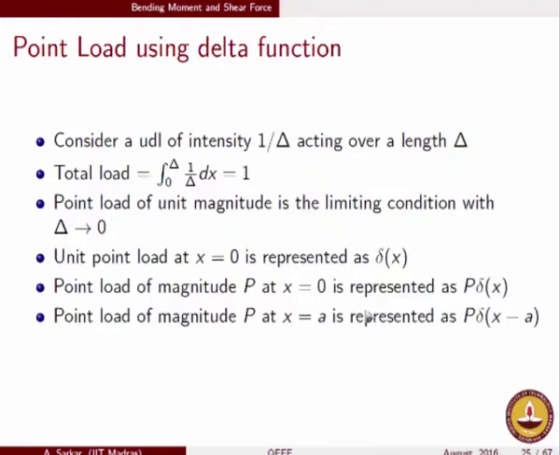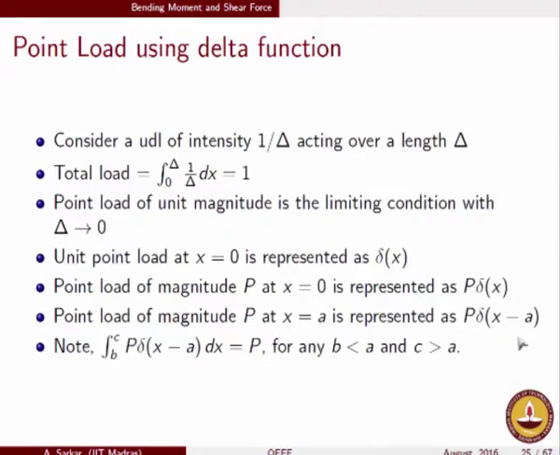Now instead of x equals 0, if you want to consider the point load at some different location, let us say x equals a, then you have to do a shifting. This shifting is just in the argument of this function. Instead of delta of x, it has to be delta of x minus a, right. So P delta of x minus a represents a point load located at x equals a. We are building all this machinery because this will really help us solve problems. These mathematical tools will serve us very effectively when we look at problems involving point loads.